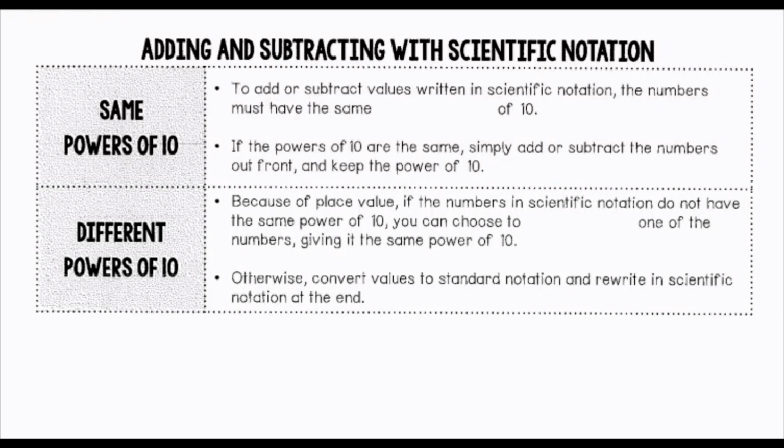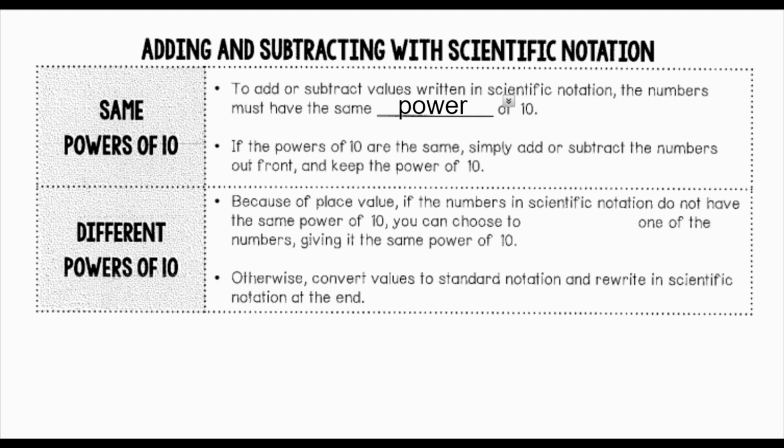Now, to add or subtract values written in scientific notation, the numbers must have the same power of 10. If the powers of 10 are the same, we simply add or subtract the numbers out front and keep the power of 10. We have to be careful to make sure that the number out front is written in proper scientific notation, so that is between 1 and 10. If it's not between 1 and 10, then we have to change that as well as the power of 10.